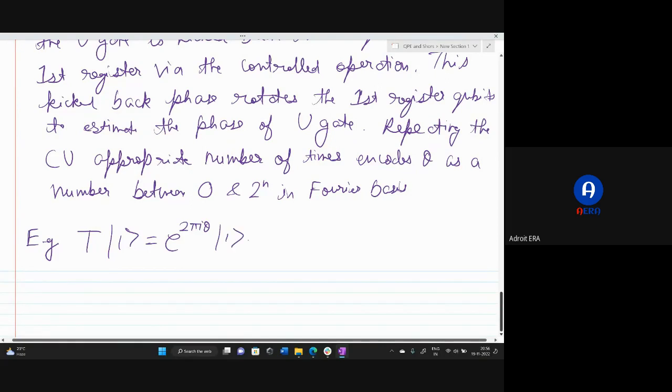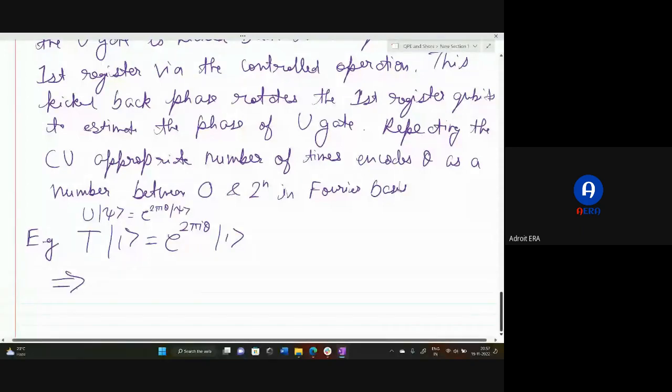Okay, so where do we take this from? We take this from U ket psi is equal to e to the power 2 pi i theta ket psi. So in this case, ket psi is what? Ket 1, right? And U is what? U is T. This is an example, okay? U is T.